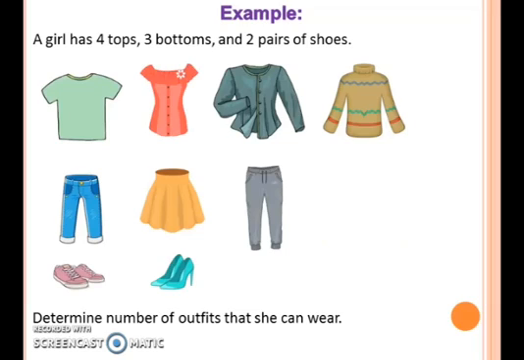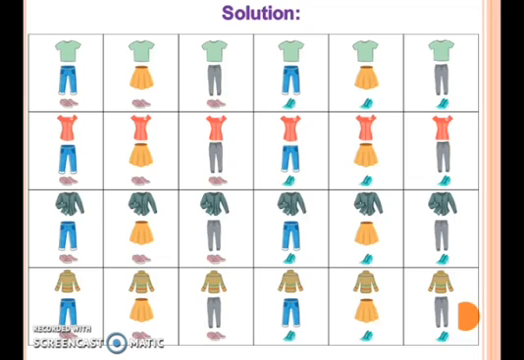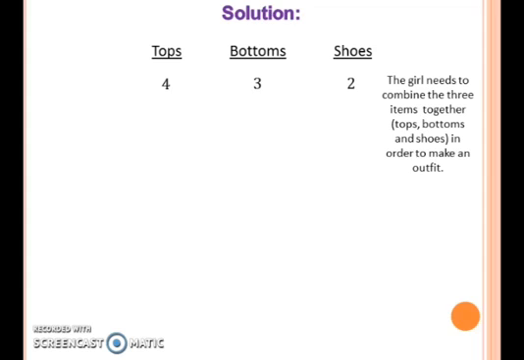A girl has 4 tops, 3 bottoms, and 2 pairs of shoes. Determine number of outfits that she can wear. Of course, we can try matching the clothes one by one to get the outfits. And by doing this, we get 24 outfits. Or we can simply use counting rule. So there are 4 tops, 3 bottoms, and 2 pairs of shoes. The girl needs to combine the 3 items together in order to make an outfit. So number of outfits the girl can wear is 4 times 3 times 2, which is equal to 24.